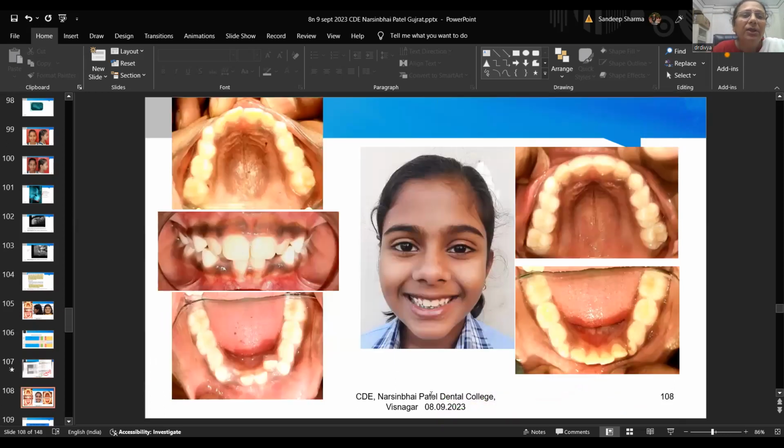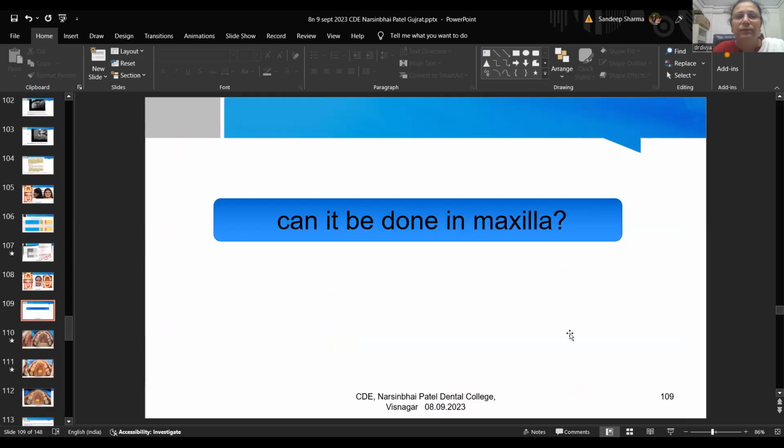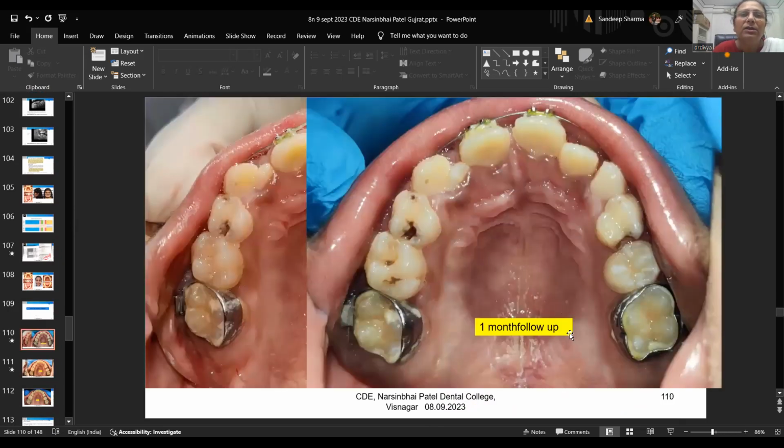So now the patient is treated by one of my students, Dr. Pranshu. And now it is getting treated. Everything is under control. Can it be done in maxilla? Sluice way. Dr. Ronald Bell has described sluice way creation in the mandibular only, but I have tried in the maxilla also. This has been done.